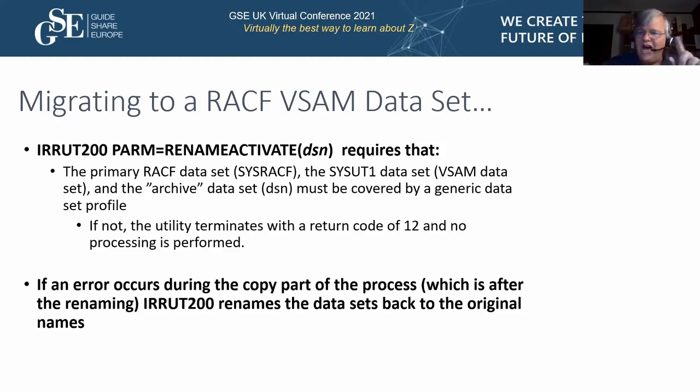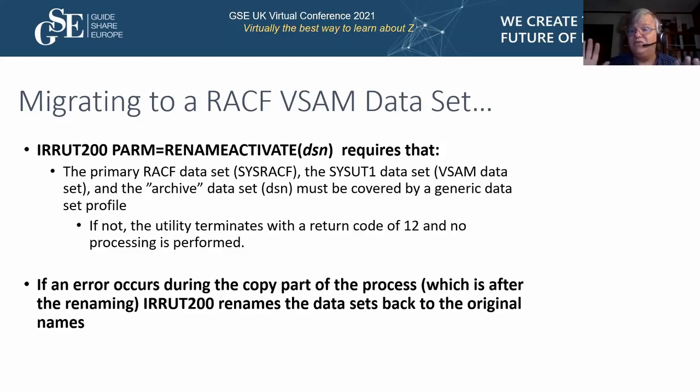We're in the process of renaming data sets, and if in the middle of this process we're renaming a data set covered by a discrete profile, that discrete profile will get renamed, and it just got messy. So that's the requirement. Generic profiles must cover these 3 data sets. It could be the same profile. That would be kind of unusual, but it has to be a generic profile covering each data set.